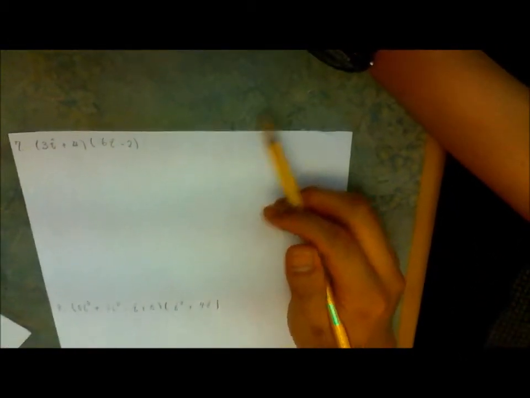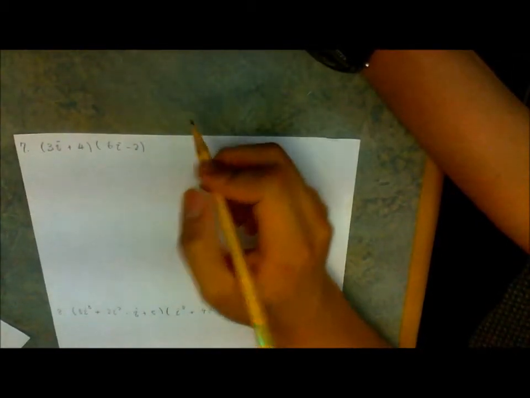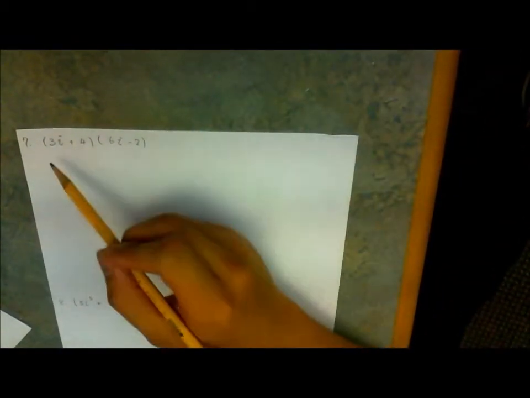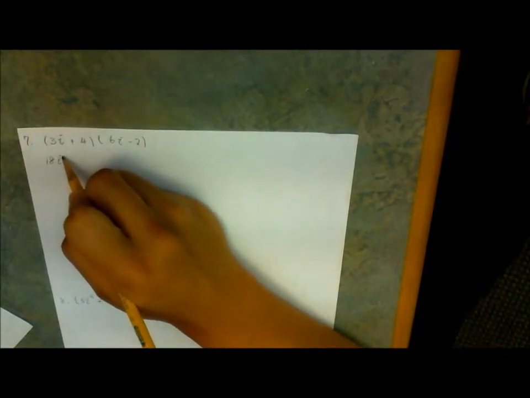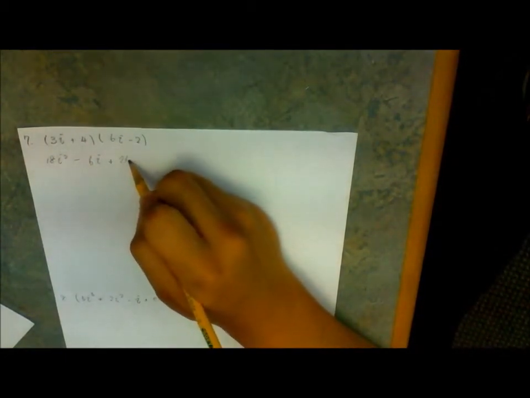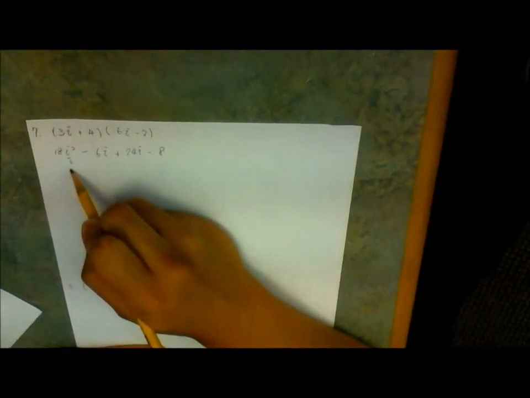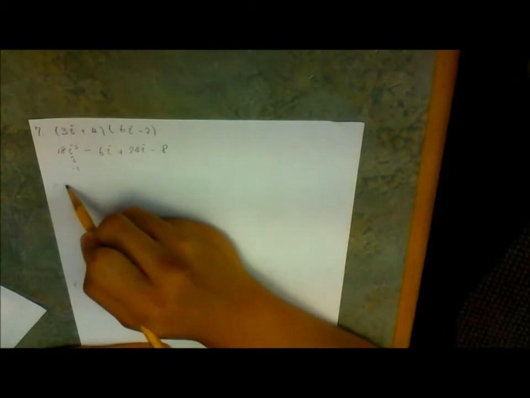Okay, so we did addition and subtraction. Let's go into multiplication. You have 3i plus 4 times 6i minus 2. What you want to do is basically treat i as x and just foil. So 3 times 6 is 18i squared, minus 6i plus 24 minus 8. And now we know i squared is going to be negative 1. So that's going to give us negative 18.